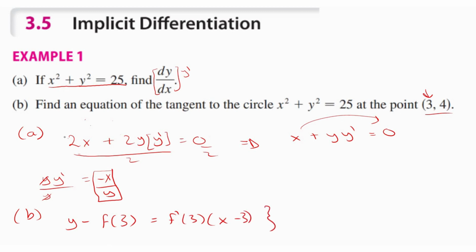Now we found f prime, so this is f prime at x. Now if we want to find f prime at 3, we just have to substitute using this expression. So this will be negative 3 over 4 using the given point. Now f at 3 is going to be 4 as indicated in the point. Now to put things down, this is what we will get: y is equal to negative 3 over 4 multiplied by x minus 3 plus 4.